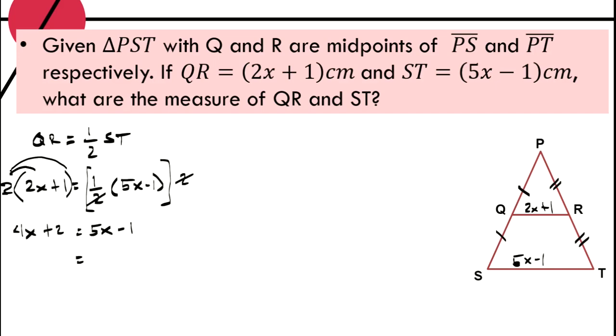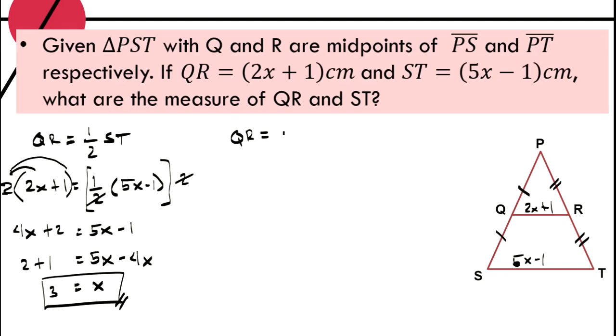Solve for x. Transpose 4x to the right side of the equation. So from positive, this will become negative 4x. Again, transpose negative 1. From negative, that will become positive 1. 5x minus 4x is x, and 2 plus 1 is 3. So the value of variable x is 3. Now to solve for QR, just substitute the value of variable x, 3. So 2x plus 1 will become 2 times 3 plus 1. 2 times 3 is 6, plus 1. QR is 7 centimeters.